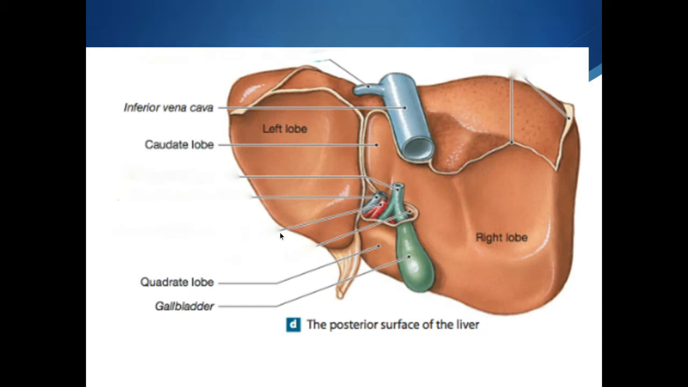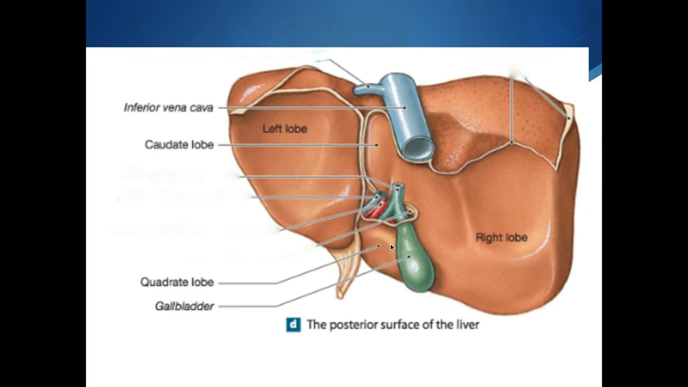Now we're looking at a posterior view of the liver. We have the left lobe right here. We have the larger right lobe on the other side. And from this view, we can actually see the four-sided quadrate lobe sitting right next to the gallbladder here. And then we can also see the caudate lobe right here. So from posterior view, we can see all four lobes.